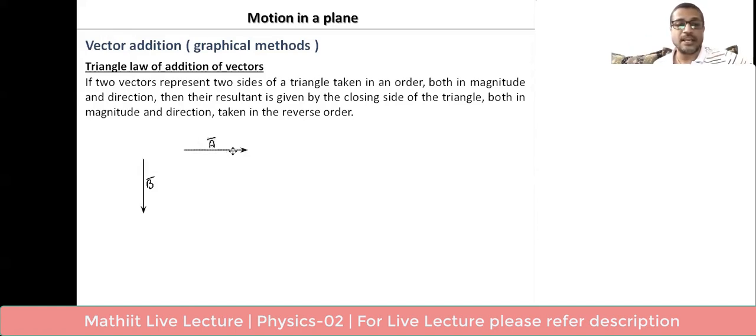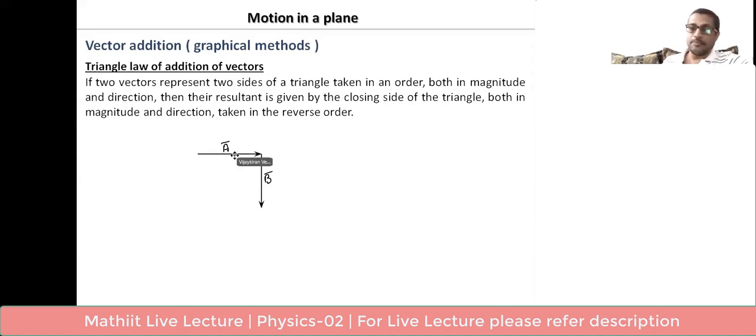So we have to make them look like two sides of a triangle. I'll move this A a little bit here and I'll move this B a little bit here. Notice where I'm joining B. I'm joining the tail of B to the head of A. Is that clear? That is what I have done. Whenever you are joining tail to head, it is called taking it in an order. Taking it in an order means joining head to tail. Got it?